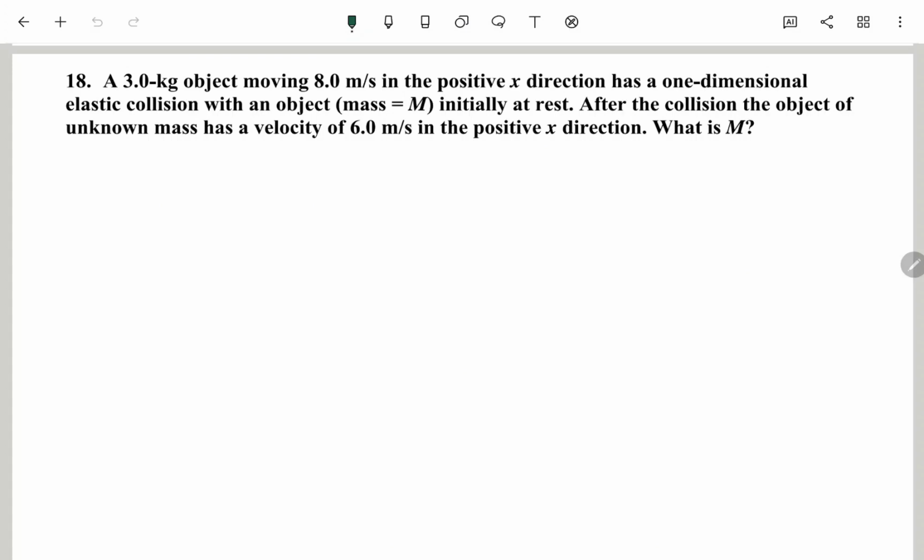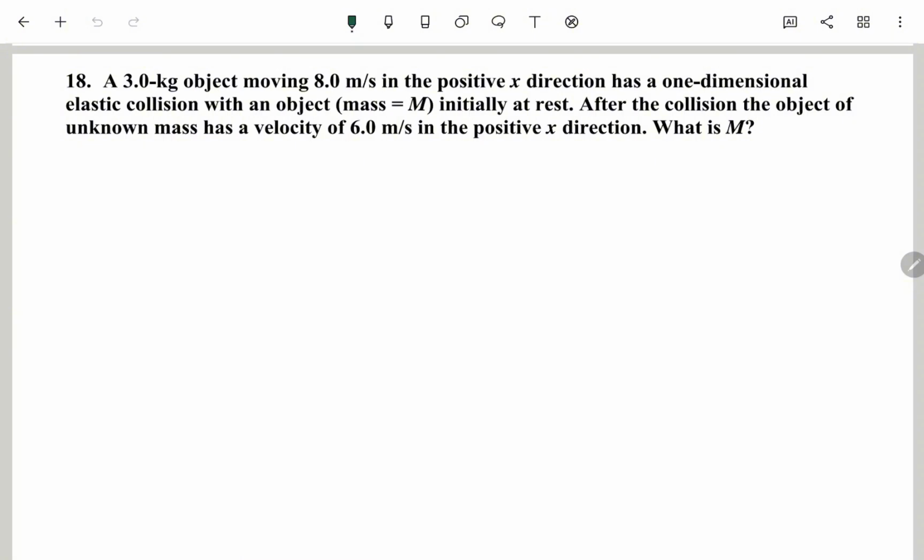A 3 kilogram object moving 8 meters per second in the positive x direction has a one-dimensional elastic collision with an object with mass equal to m initially at rest. After the collision, the object of unknown mass has a velocity 6 meters per second in the positive x direction. What is the mass m?